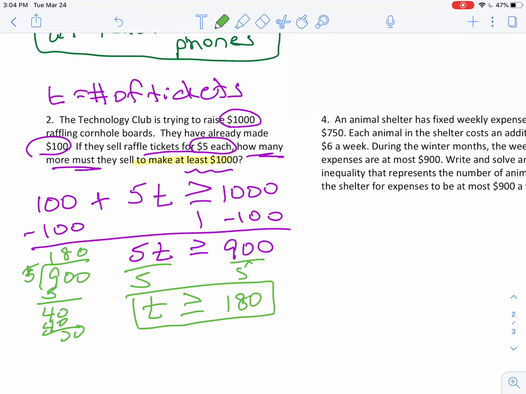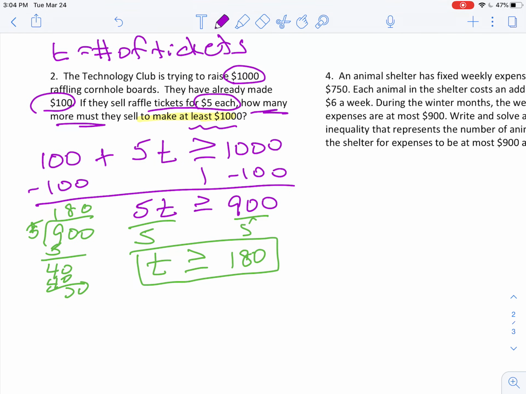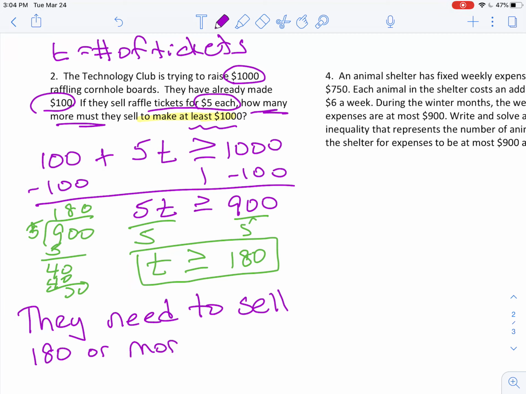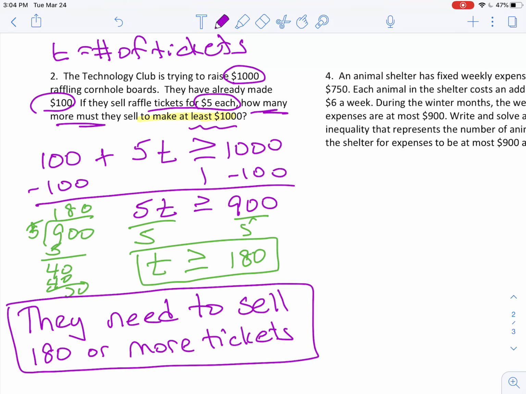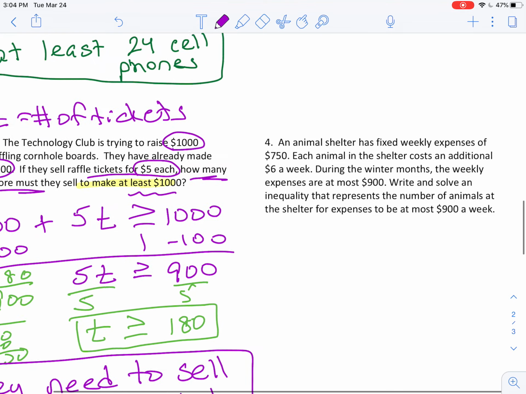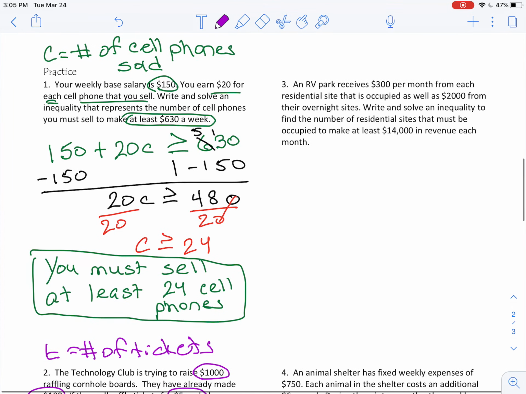We divided by a positive number. The inequality sign stays the same. We answer the question. How many tickets do they need to sell? They need to sell 180 or more tickets. You do not need to use my exact same words. Maybe you want to say that they need to sell at least 180 more tickets. They need to sell more than, you can use anything on that other list.